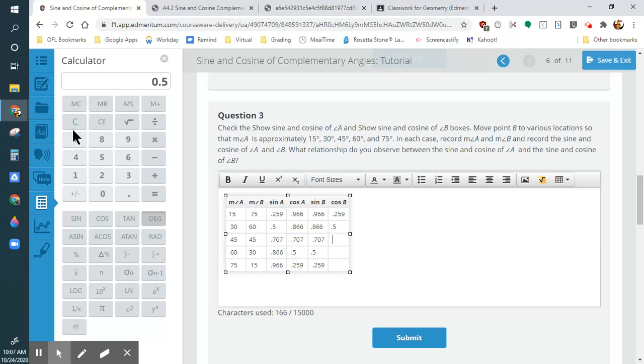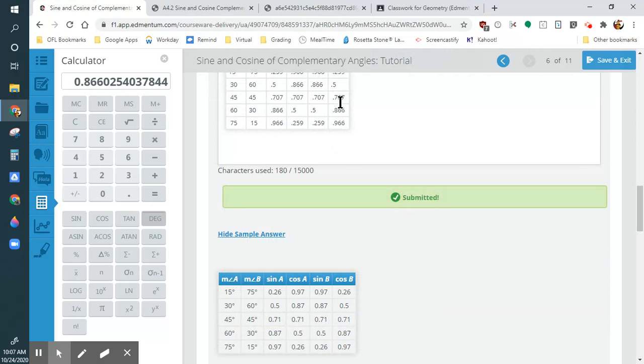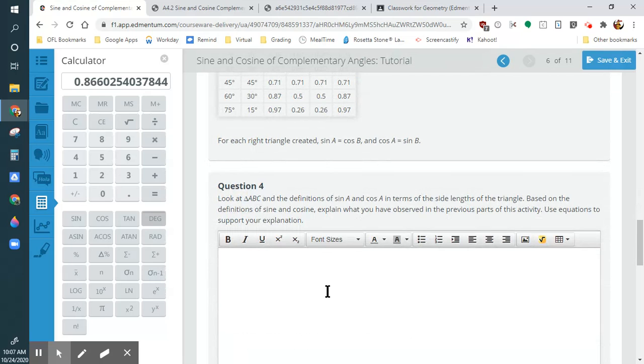Do cosine of 45. Although this one, 45 degrees is the same across the board, so you don't have to worry about that one too much. This one should match up with that 0.866, but let me try it out just to be sure. So we're doing 30. We're doing the cosine. Yep, matches up, which means this one should match up with this 0.966. All right, so let's submit it. And we see my chart. They didn't get as specific as I did, but it should match up. It's just some round off error.